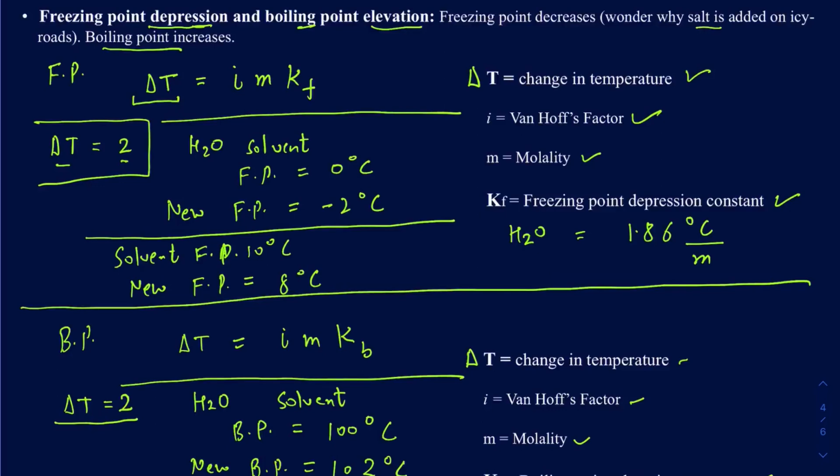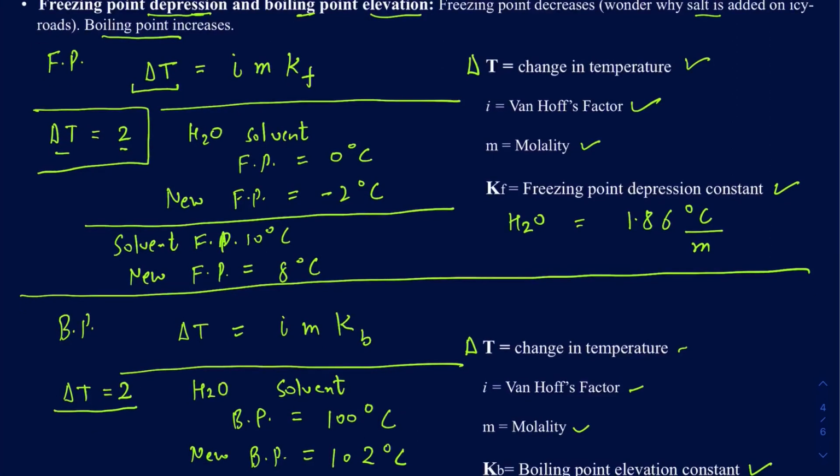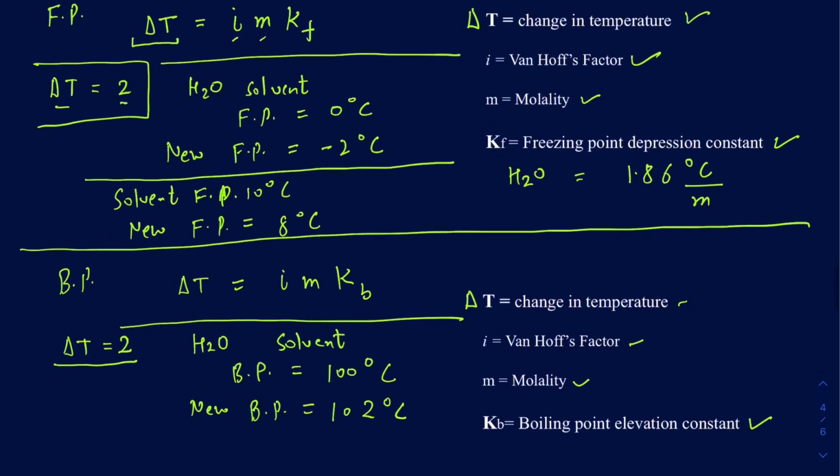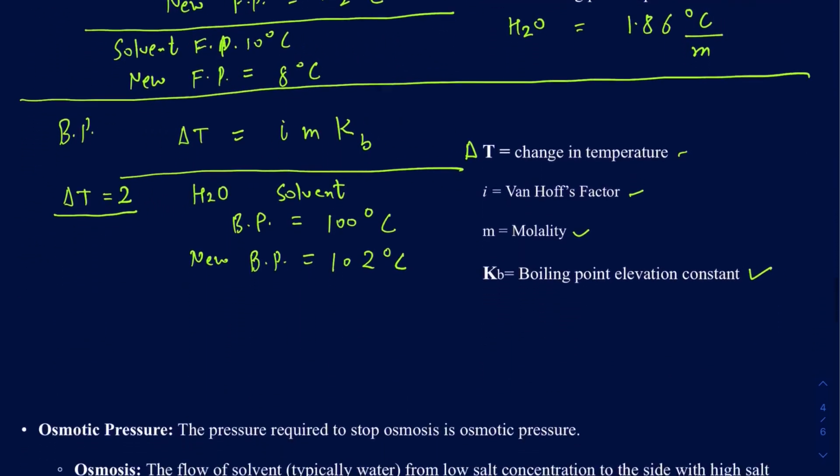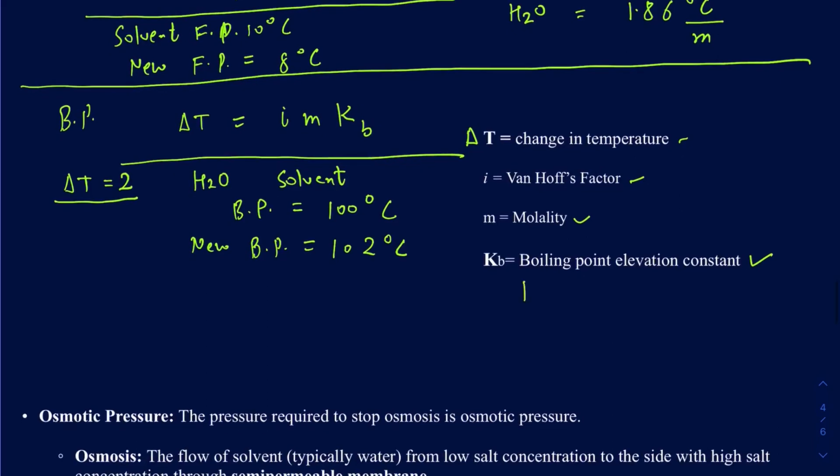And then as far as the calculation questions go, you could be asked the delta T, or you could be asked the new boiling point or new freezing point, and you will be provided enough information to find out the value of the van 't Hoff factor and the molality, and the Kf or the Kb will be given to you as constants. Also, the Kb for water, just if you wondered, is 0.512 degrees Celsius over the molality.